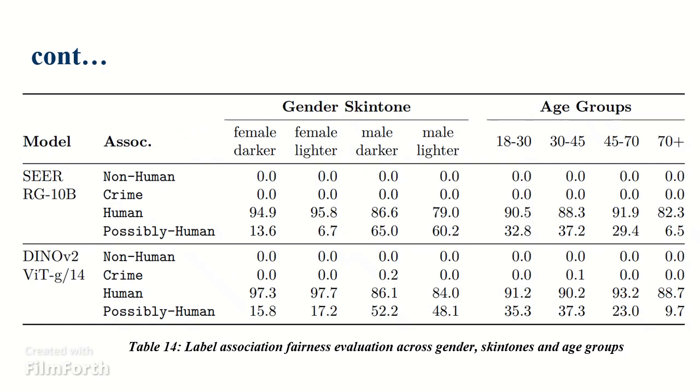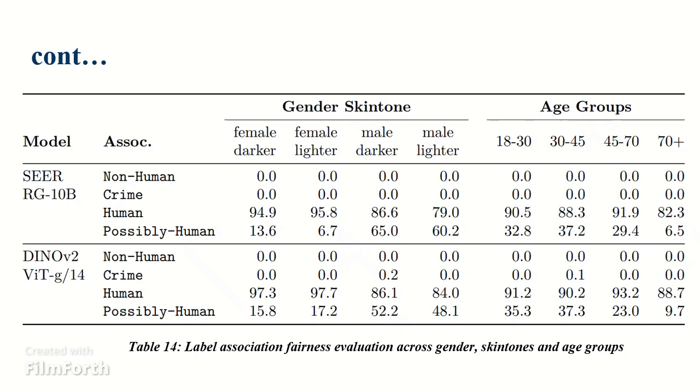Now let's look at table 14, which summarizes how the model assigns labels across gender, skin tone, and age groups. Look at the human row for this model. Almost all values are above 84%, and most are above 90%. The non-human and crime rows are essentially zero except for a tiny blip for male darker, and that's 0.2%.